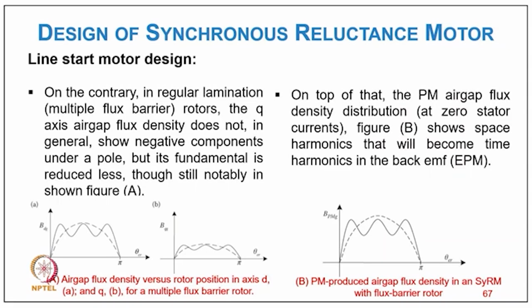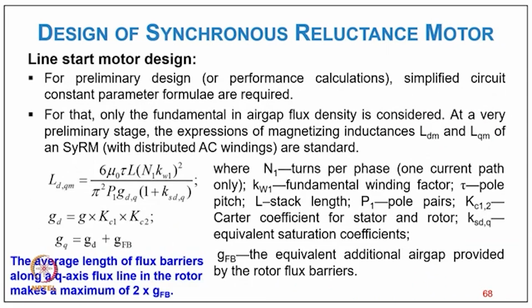And on the right side with the B, it is PM produced air gap flux density in a synchronous flux barrier rotor. On the top of that, the PM air gap flux density distribution at 0 stator current, and B is with the space harmonics that will become time harmonics in back EMF. So for a preliminary design or performance calculation, simplified circuit constant parameter formulas are required. So for that, only the fundamental air gap flux density is considered at a very preliminary stage.